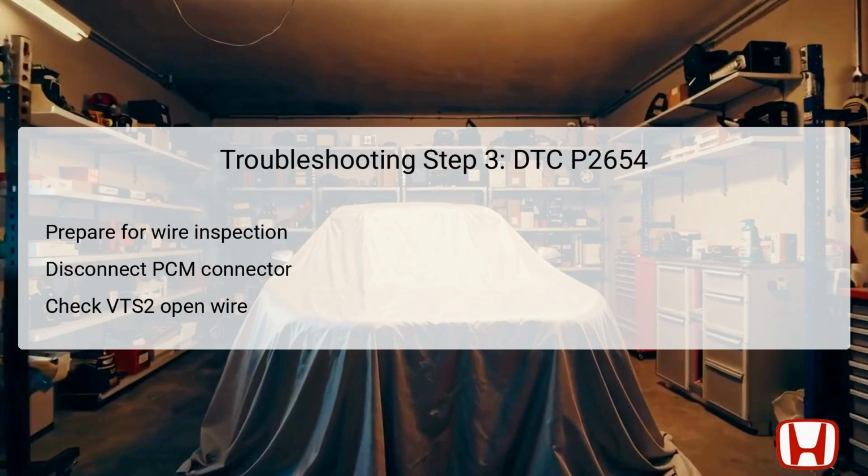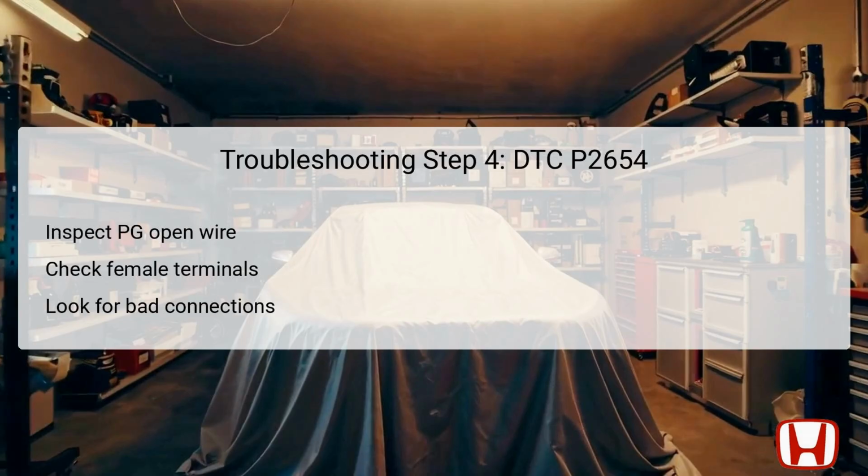With both the solenoid and PCM disconnected, you can proceed to inspect the VTS2 wire for openness in the circuit. It should register less than 1 ohm of resistance. If any abnormal readings are observed, it confirms that there is an issue with the circuit. Following the inspection of the VTS2 wire, the next task is to perform the PG, power ground open wire inspection.